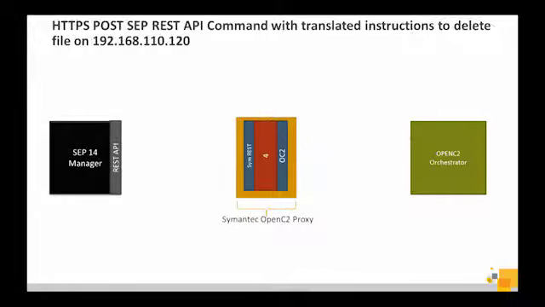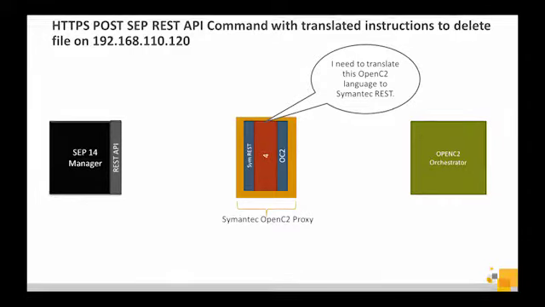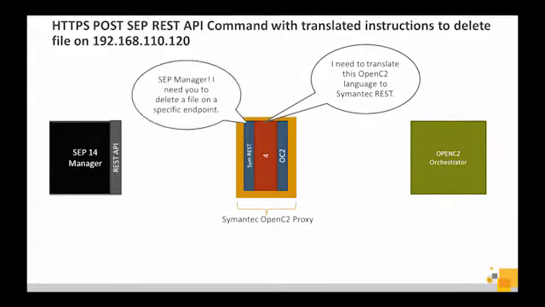I'll go into that one. That was a pain. So that command comes through. I haven't sent an acknowledgement to the orchestrator yet because I need to translate the OpenC2 language, that's the middle piece, to REST, to Symantec REST. And if you look at the reference, that was crazy. It's like XML wrapped inside JSON, which I've never seen before. But set manager, I need to delete a file on a specific endpoint. So now it sends a Symantec formatted REST call to the manager.